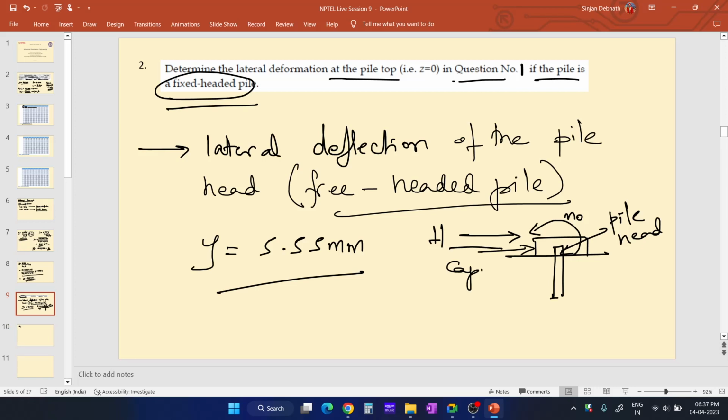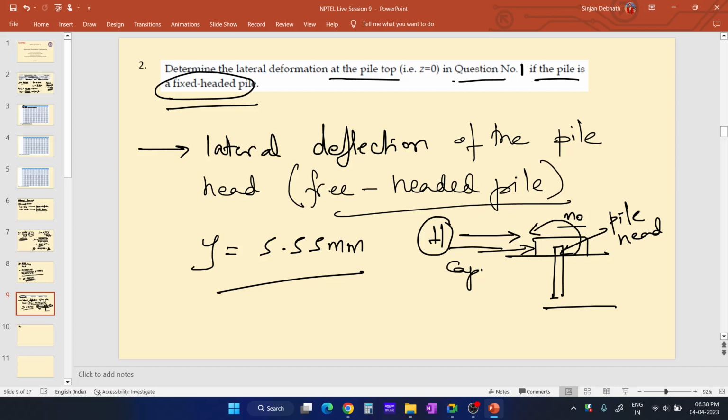In order to find out the net deflection due to horizontal load h, what we need to do is, first of all, consider this pile to be a free-headed pile. We first find out the free-headed deflection of the pile head, and after that we apply a fixity on top of the pile, and using the counteracting moment m0, we find out the corresponding counteracting deflection, the deflection due to m0 moment.